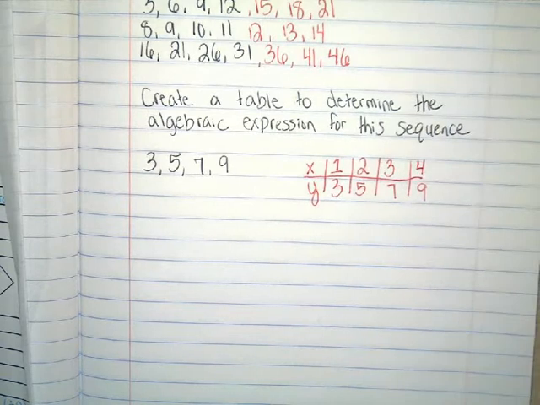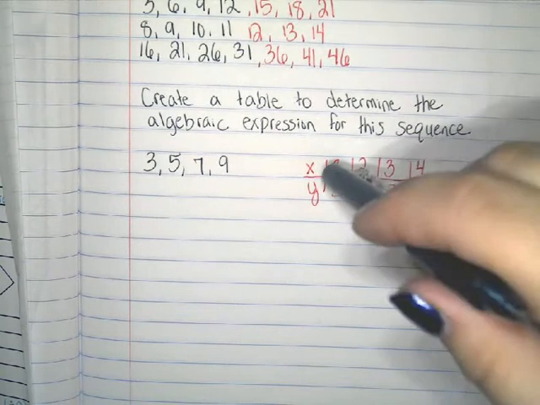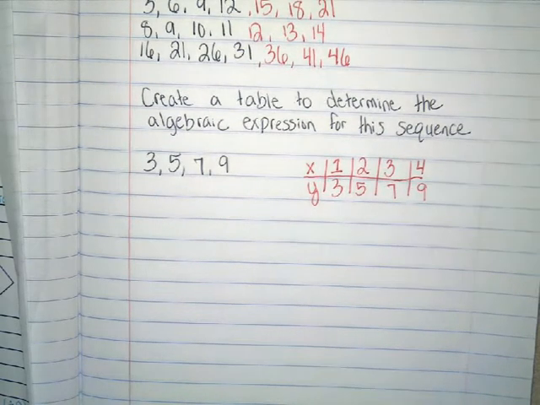Questions on how to set up the table? The numbers they give go on the bottom, 1, 2, 3, 4 on top. Yes, unless they tell you differently. They may say starts at the 5th term of the sequence, then it would be 5, 6, 7, 8. But most of yours should be starting with 1.